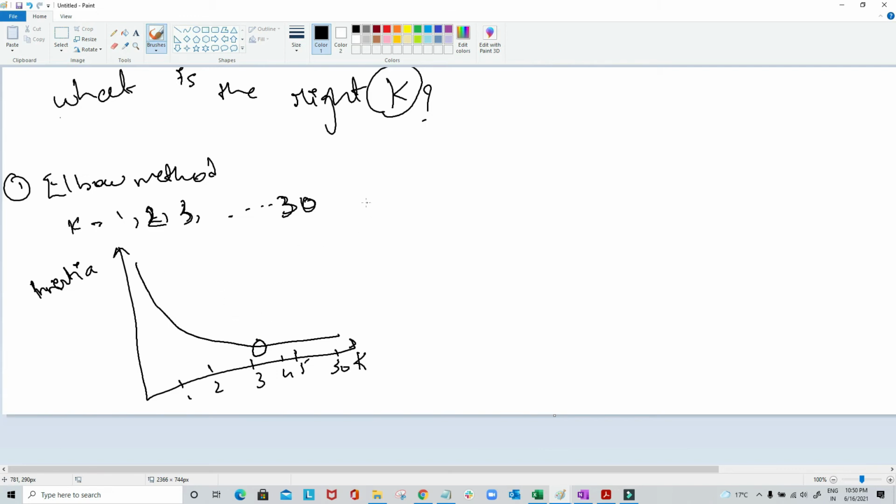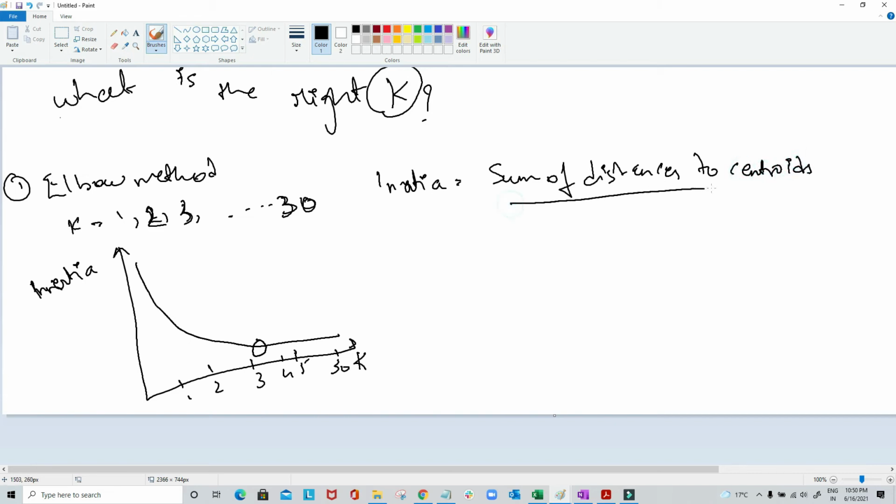So first let me define inertia. What inertia says is, it is the sum of distances to centroids of each cluster. Let's limit it to the summation of distances to the centroids. That is inertia. So imagine for k equals 1, obviously the summation of distance to the centroids will be very high. So the graph starts from here.